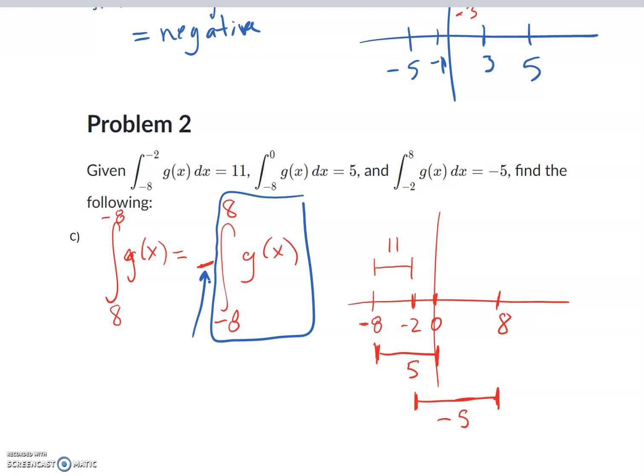So to do this, we have to find from negative 8 to 8. You're looking at what is the total area from negative 8 to 8. Well, I have 11 here, but I have 5 here. Okay, so what is this region? 11 plus something has to give me 5. Well, that means this area has to be negative. So 11 plus what would give me 5? That would have to be negative 6.